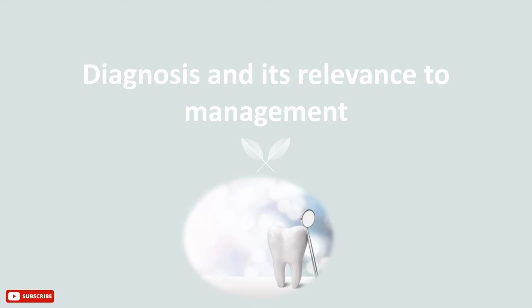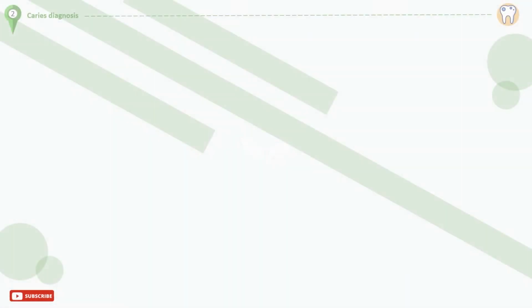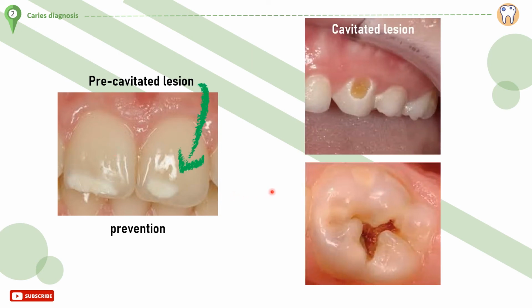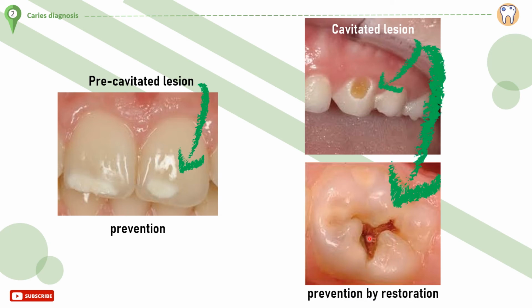Now we are going to discuss how to manage the problem you have detected. Before all, remember, pre-cavitated lesions can be prevented from further damage, and cavitated lesions could be prevented from spreading deeper by removing the caries and applying a restoration. Counsel the patient that if the lesion is not cavitated yet, it has the potential to arrest. This makes the preventive advice very relevant to the patient, increasing the chance of the patient acting on your advice.